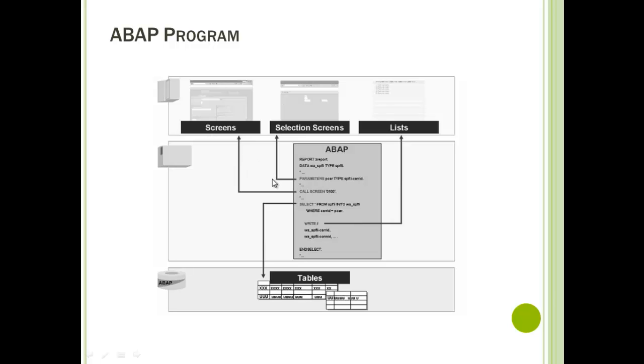So from inside you will create this using the screen painter. You will create the screen from the ABAP, and you will call this particular screen to display it. Then if you want to output something, if you want to write something, you will use the write command to list out some outputs to the screen. This is a standard, very simple example of an ABAP program.